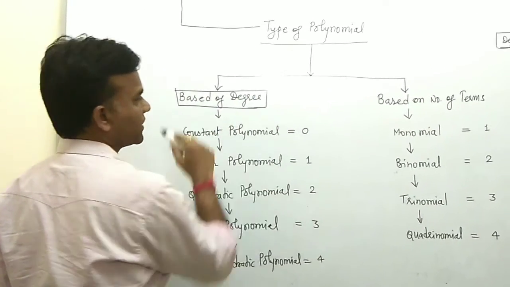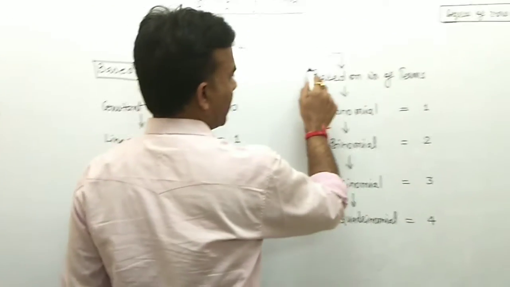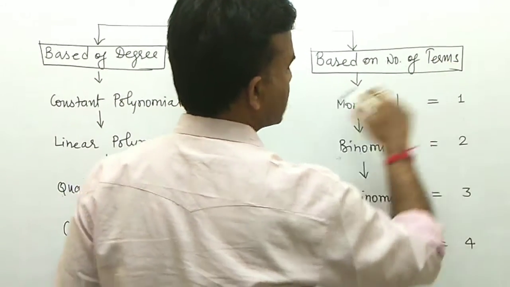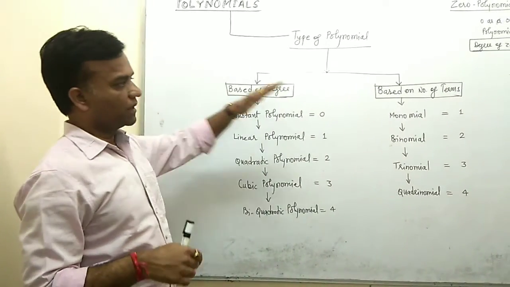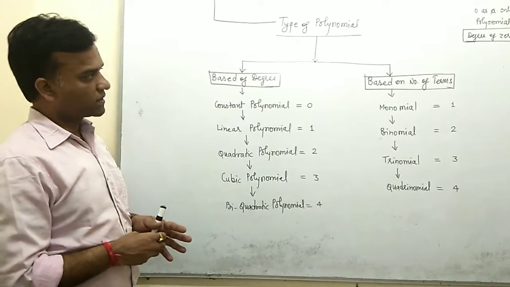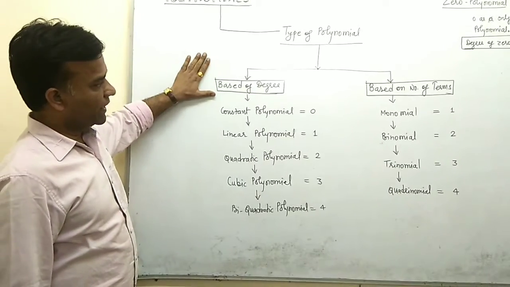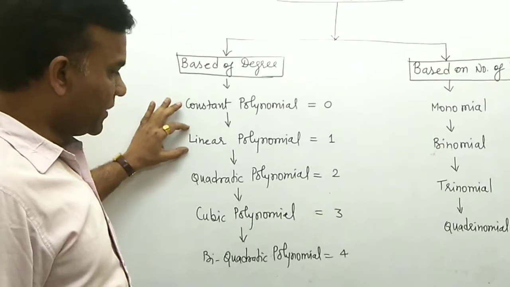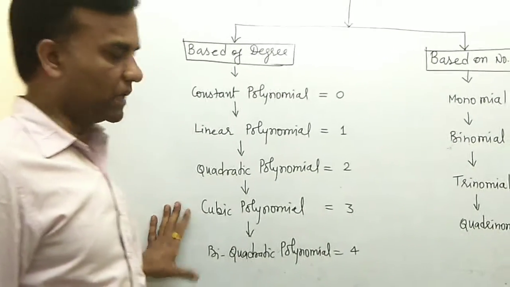First you decide the degree and how many types of polynomial there are, and the second is based on the number of terms, because there are two basic concepts related to polynomials. One is based on the degree, the other based on the number of terms. So basically you divide into two parts. Here we draw the flow chart for both divisions. Based on degree, we have constant polynomial, linear polynomial, quadratic polynomial, cubic polynomial, and biquadratic polynomial.